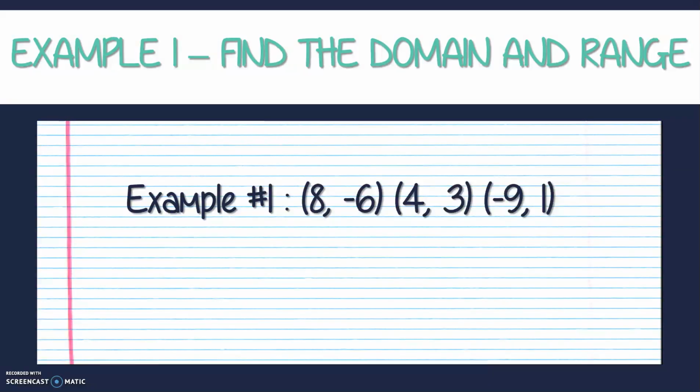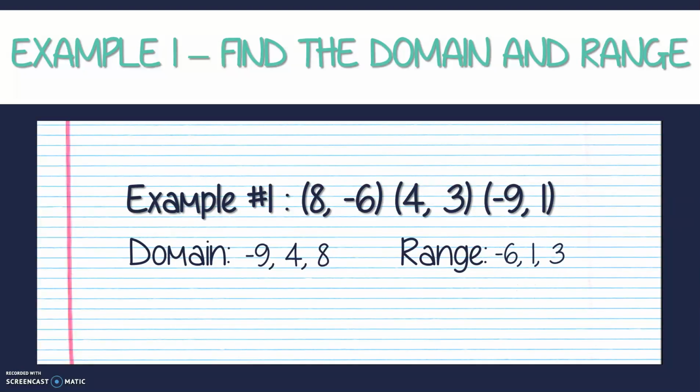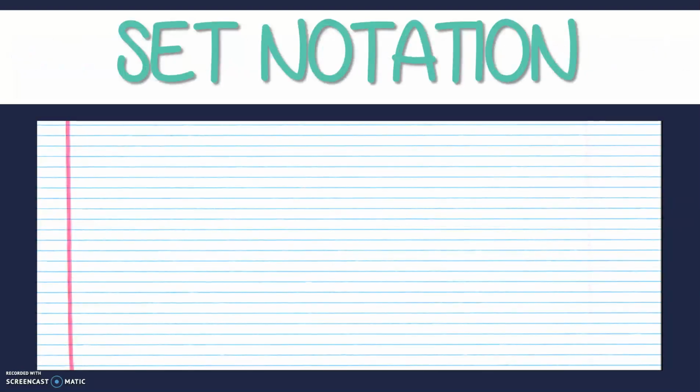So let's take a look at an example. We have the list of points, (8, -6), (4, 3), and (-9, 1). We could plot these points if we want to, but if I want to find the domain of this, I'm going to list all the x values. So we would list the 3 x values of those points. In this specific example, it would be -9, 4, and 8. The range would be the values of -6, 1, and 3.